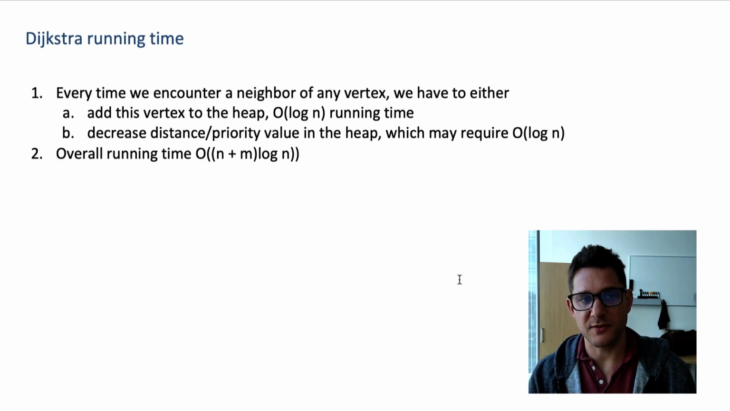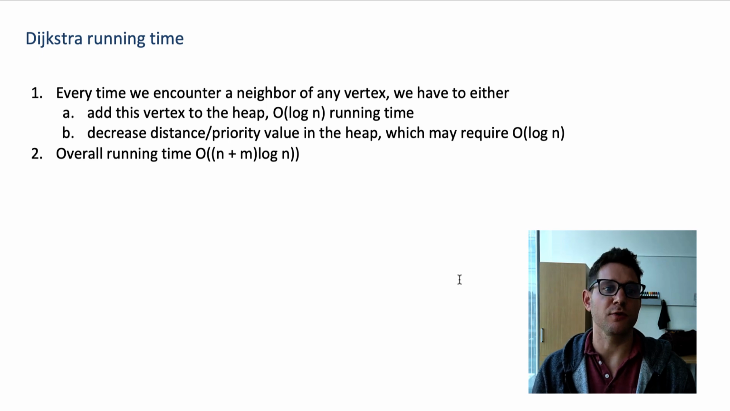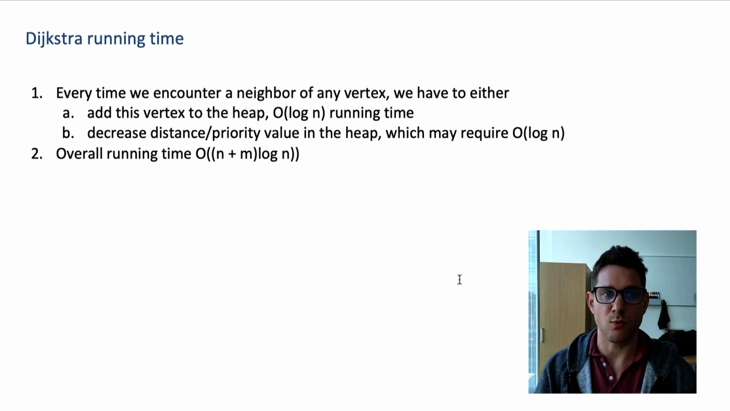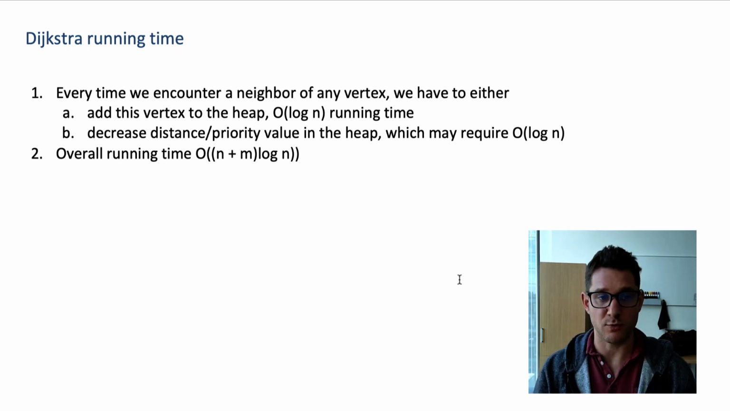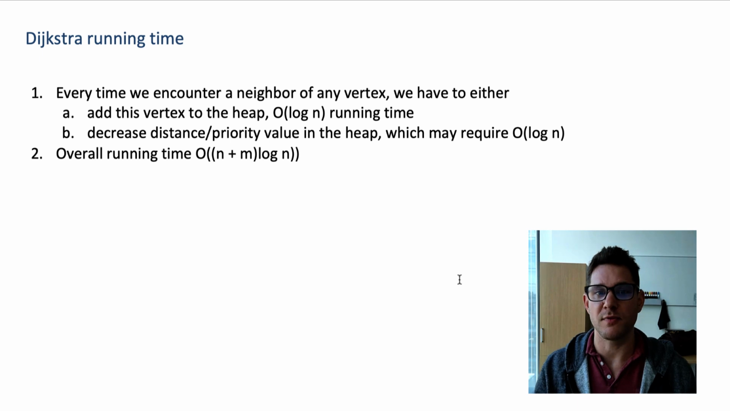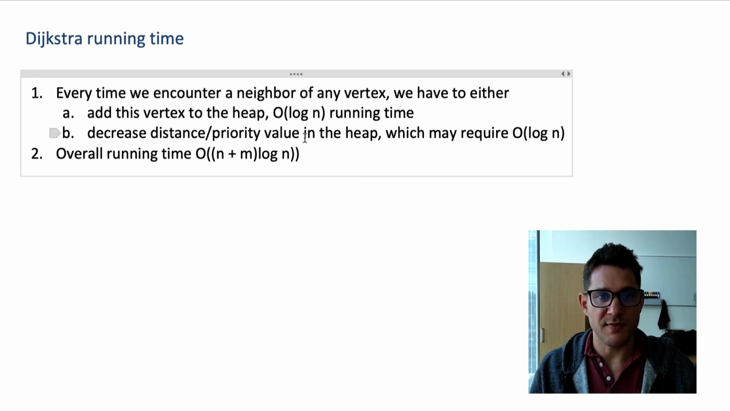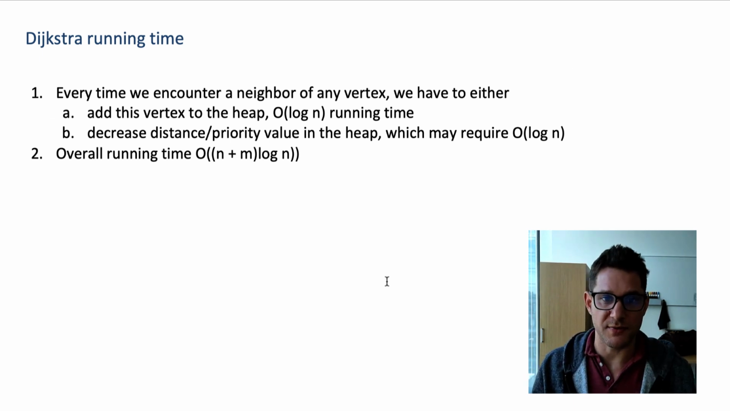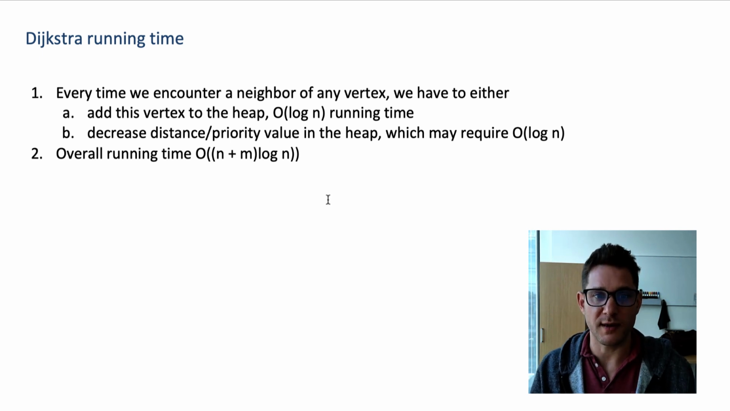You'll notice that we had to encounter every single vertex in every iteration of the while loop of Dijkstra. We observed a vertex, and then we started looking at all of its neighbors. Whenever we pull off a vertex from the VSeen heap, that takes on the order of log n. I'll talk about that in a moment, why it takes on the order of log n.